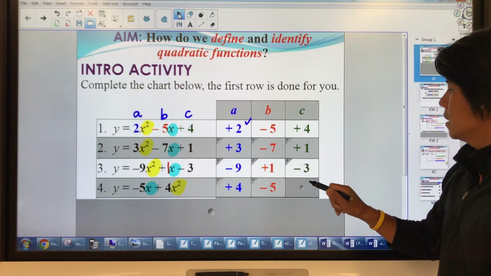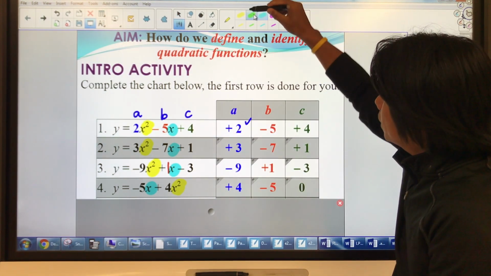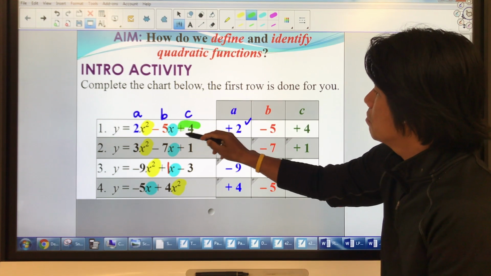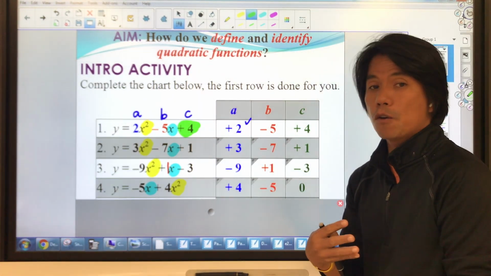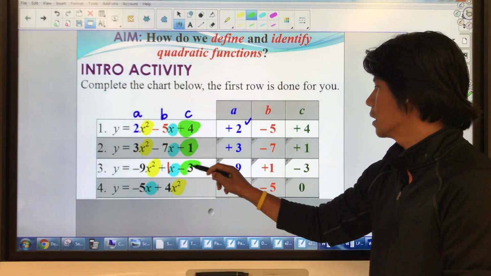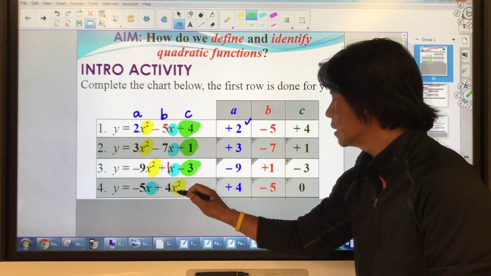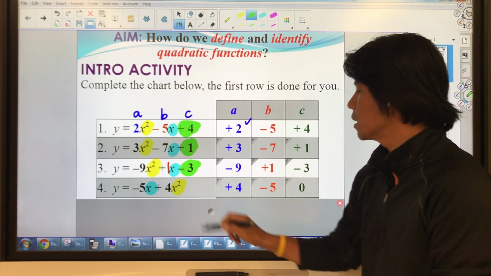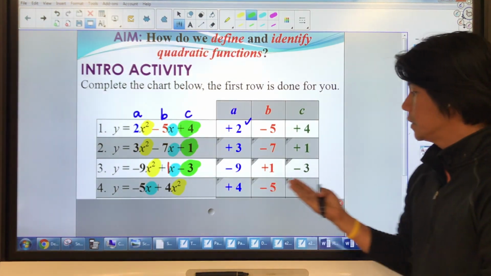The value of C is 0. Let's break it down. C is just a number. It has no literal coefficient, I should say. So this is positive 1, that's negative 3. So this is a variable, it's not a constant. This has x squared, so 4 is not a constant either. So the value of C is 0.